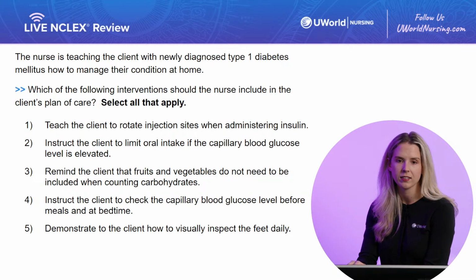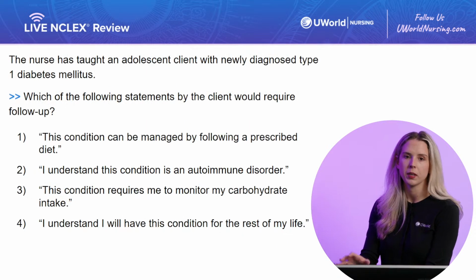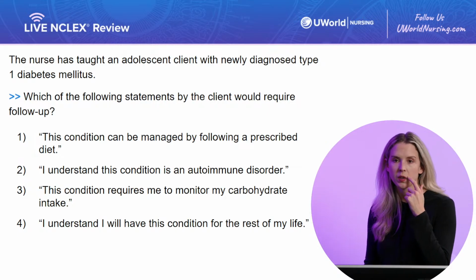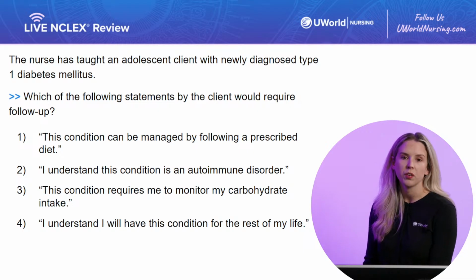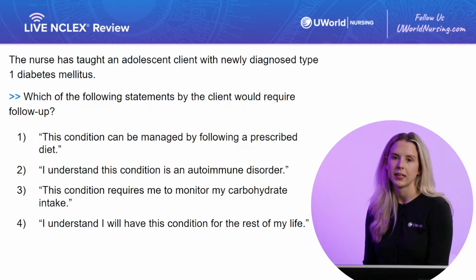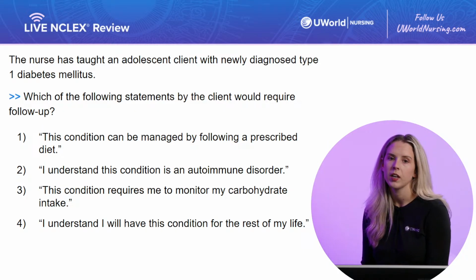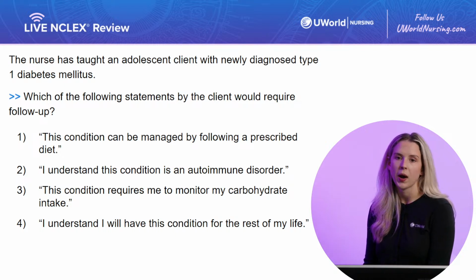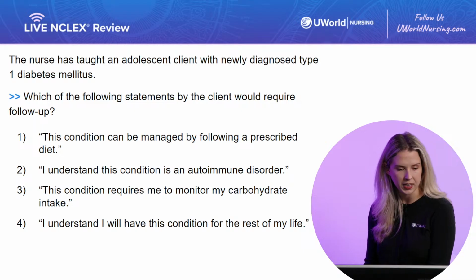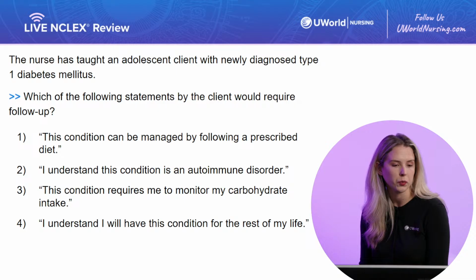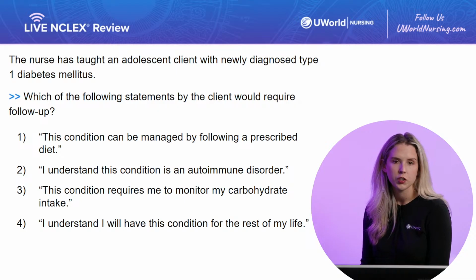Alrighty, good job, you guys. Moving on to question number 2. So the nurses taught an adolescent client with newly diagnosed type 1 diabetes mellitus. Which of the following statements by the client would require follow-up? 1, this condition can be managed by following a prescribed diet. 2, I understand this condition is an autoimmune disorder. 3, this condition requires me to monitor my carbohydrate intake. And 4, I understand I will have this condition for the rest of my life. Drop those answers in the chat. Let us know what you all are thinking.